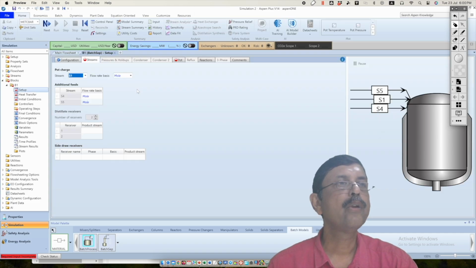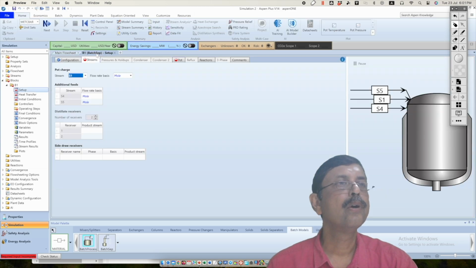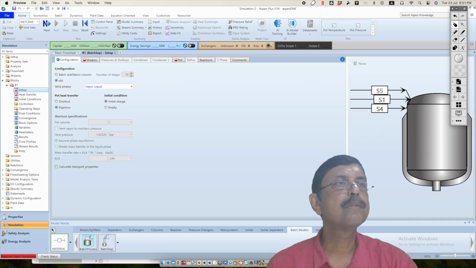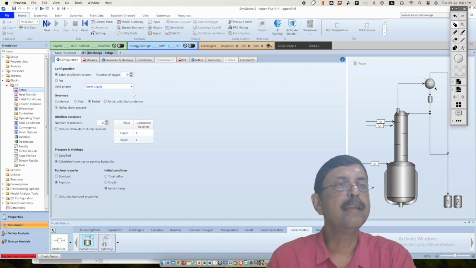And here you have to provide these additional streams. For instance, S4 and S5 are the additional feeds. So you have to provide S4 and S5 as additional feeds. Number of distillate receivers, they are 2. Now let us first convert it into a batch distillation column. Then you can see it better.